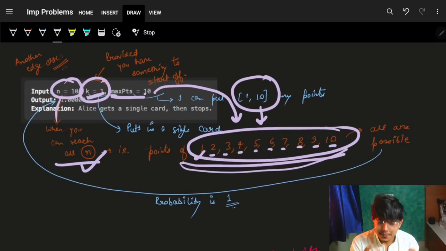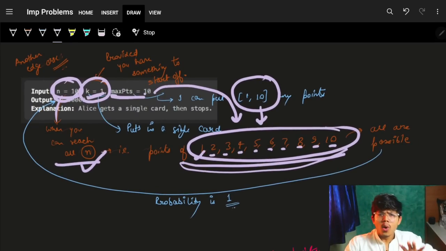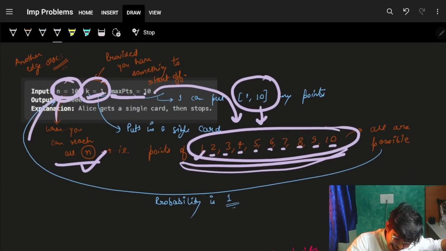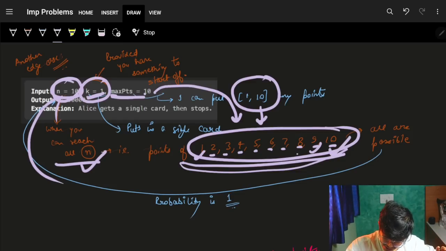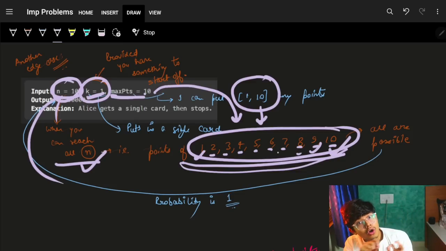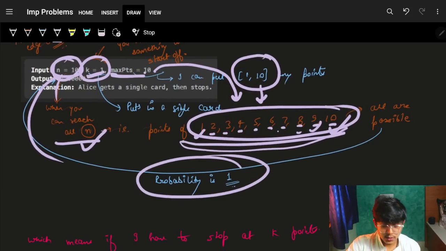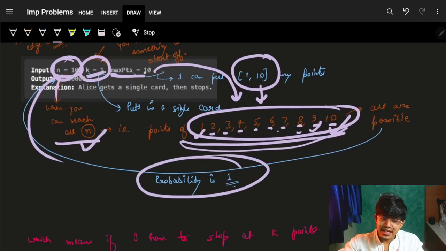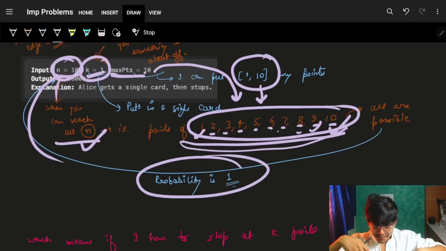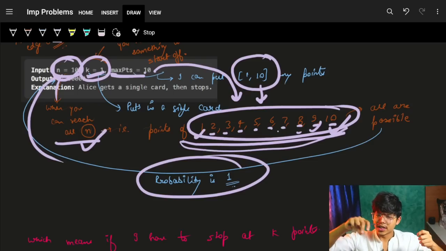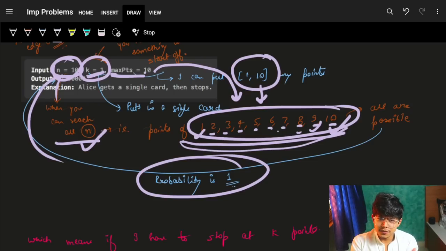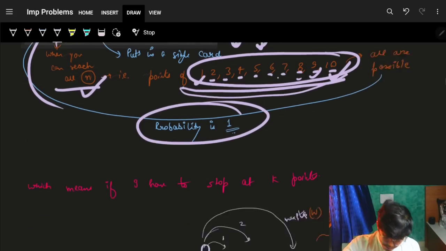All 10 points. And I was asking, okay, hey, what is that? Okay, you can achieve 10 or lesser points. Yeah, I can achieve 10, 9, 8, 7, 6, which means I can achieve all the points. That is the reason the probability is one. So it is one such case that you will have to find. I will just make it generalized, but it is one such case. Okay, if you are able to achieve those points which are required, then for sure you are good to go.